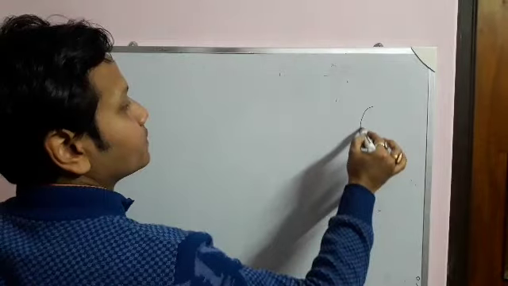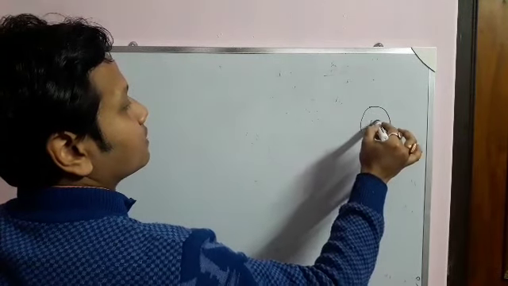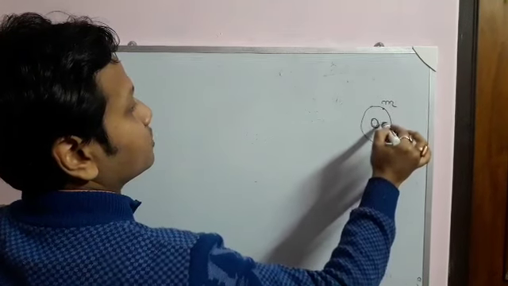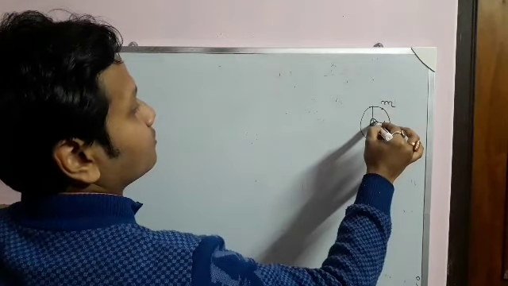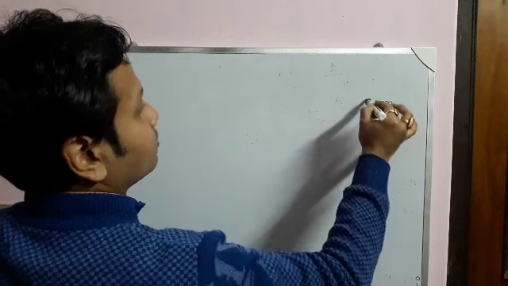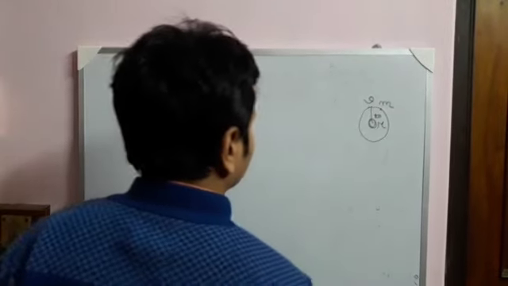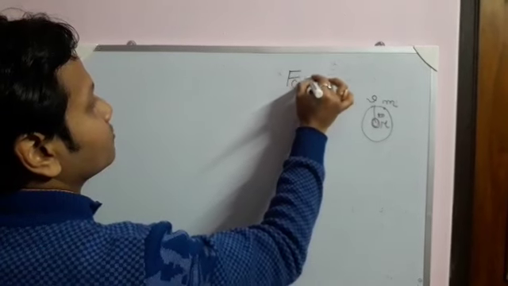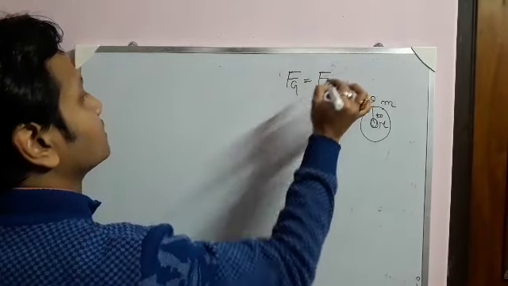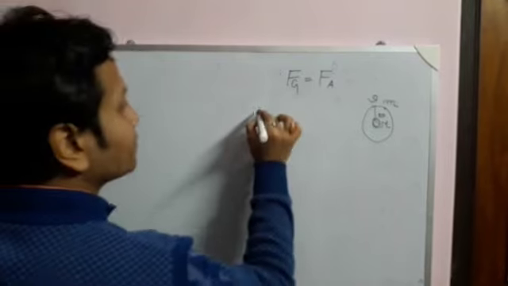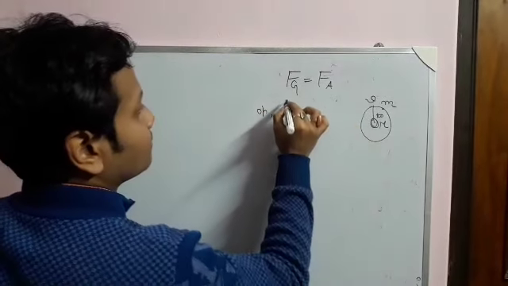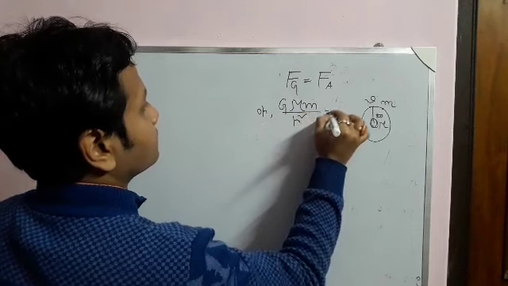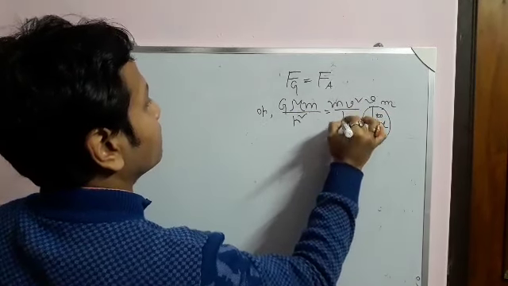Suppose this is the earth of mass M, and this is a satellite of mass m. The satellite revolves around the earth in an orbit of radius r with orbital velocity v. So what do we get? We all know the stability condition, that is the gravitational force of attraction is equal to the necessary centripetal force. Now what will be the gravitational force? That is GMm by r square. This is simply mv square by r.